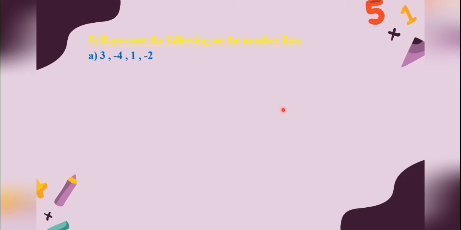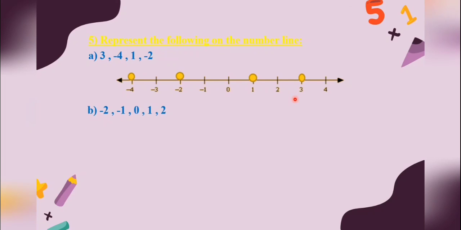Okay, number 5. Let's represent the following on the number line. Number A, 3, negative 4, 1, and negative 2. If I want to represent these numbers, I first draw the number line, with 0 in the middle, the positive numbers to the right, and the negative numbers to the left. Where is 3? I will put a dot on the number 3 and shade this dot. Then negative 4, 1 and negative 2. Easy and simple.